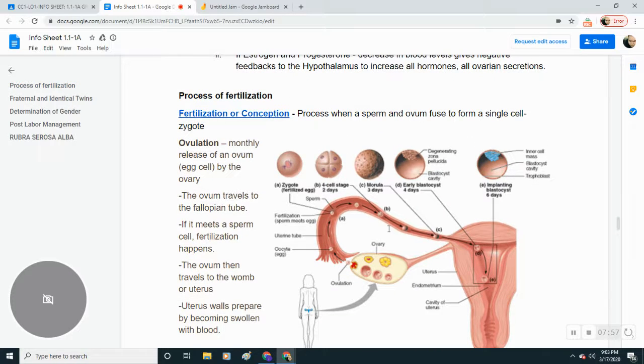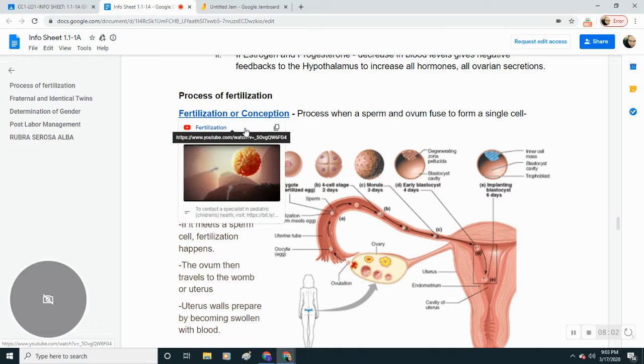So to further understand this, watch this video. Okay? Try to check this one. Watch this video and take down notes again. Okay? So go and watch the video now. Pause this video, then after pausing it, try to click this link and watch the video. After watching the video, play this video again for the continuation of our discussion.